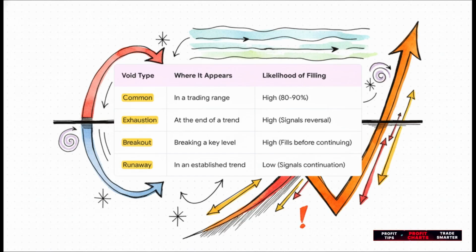Common voids pop up in choppy, sideways markets, and yeah, they usually get filled pretty quick. Exhaustion voids happen at the very top or bottom of a huge trend, and they often signal, hey, a reversal is coming. Breakout voids happen when price smashes a key level. Often price comes back to fill it before taking off again. And then there's the runaway void. This is the one you gotta respect. It happens mid-trend, and it's usually a sign of massive strength, which means it probably isn't getting filled anytime soon.